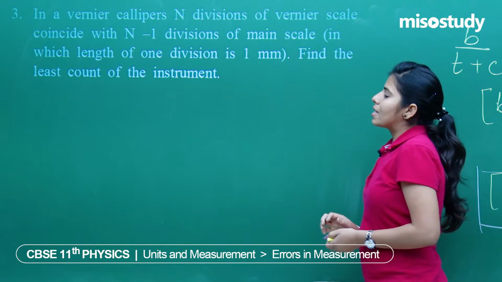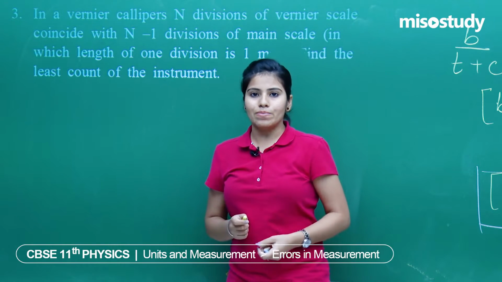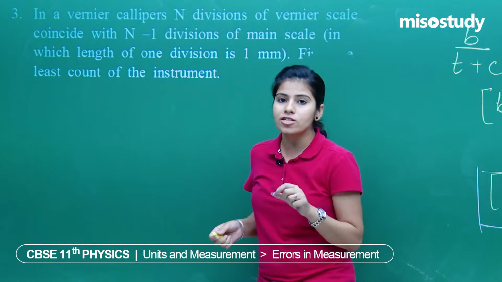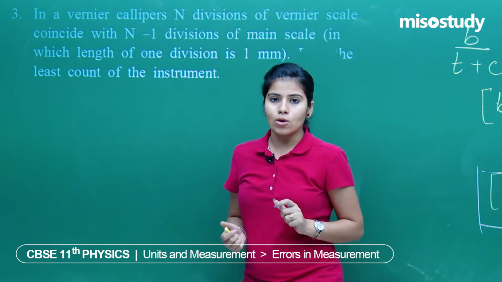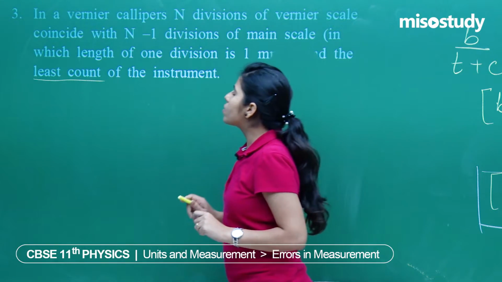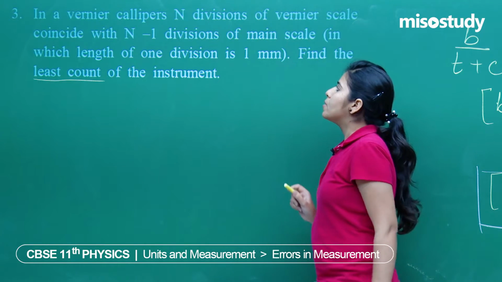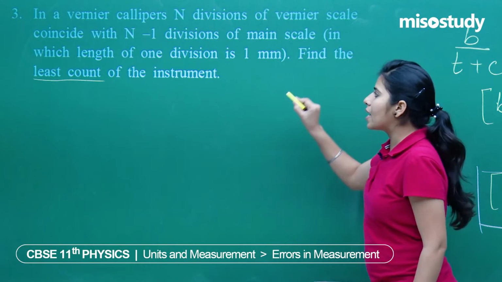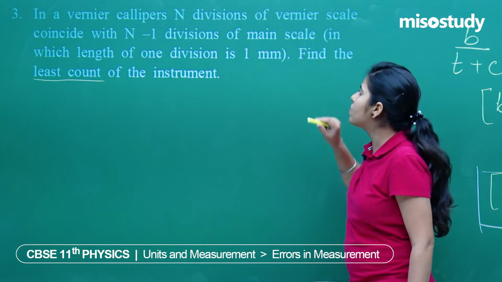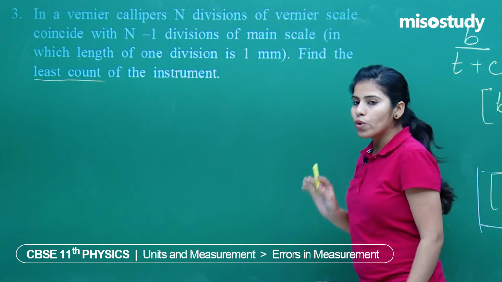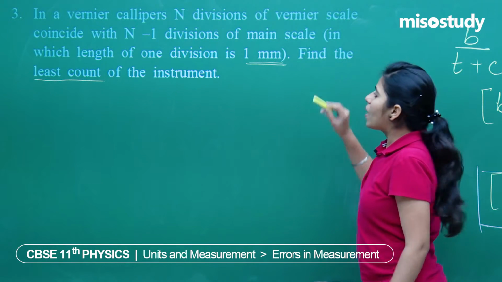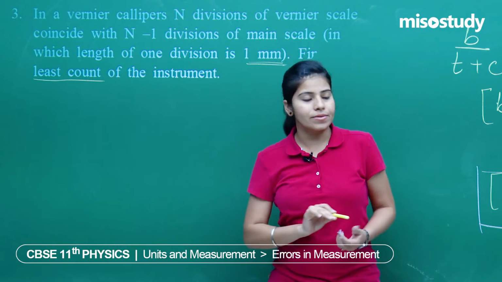The question number C says that in a vernier caliper. Now, by reading only the mere vernier caliper, I can understand the question could be related to the least count. So, yeah, I can see the least count as well. First of all, read out the question. In a vernier calipers, n divisions of vernier scale coincide with n minus 1 divisions of the main scale, in which the length of one division is 1 mm. So, find out the least count of the instrument.